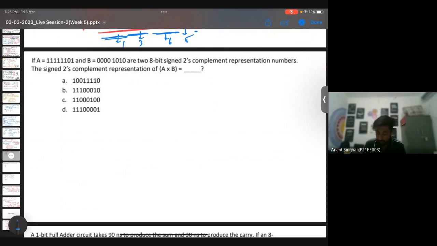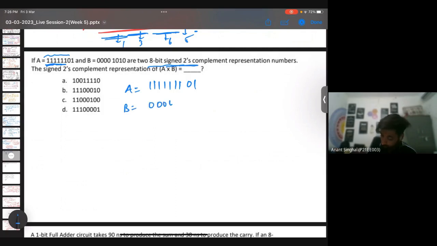Okay, so this is again a similar problem. It says A is this thing and B is this. These are 8-bit signed. Signed means that the first digit always corresponds to the sign. So A will be nothing but 1 1 1 1 1 1 0 1. Then B is already positive, so it is 0 0 0 0 1 0 1 0. So this is nothing but plus 10.